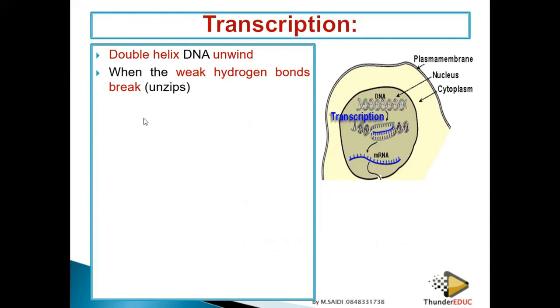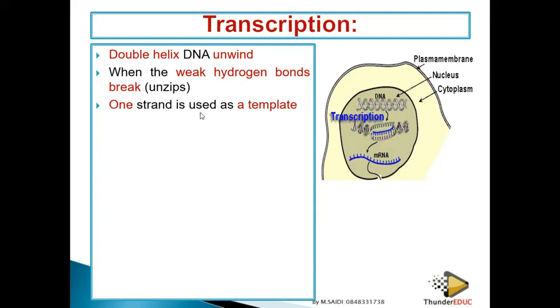What's the meaning? If you look at your trouser, you try to open it, you zip down. When you zip down, you are breaking the bond which is holding the zip together. You understand? So when you unzip, it means that you are breaking down the bonds which are there. That's why we say that weak hydrogen bonds break. Or you can say DNA double helix unwind, then unzips. So you get the same mark.